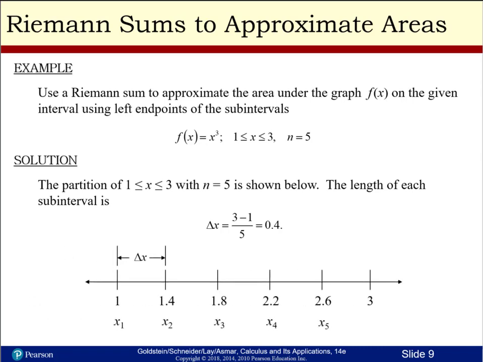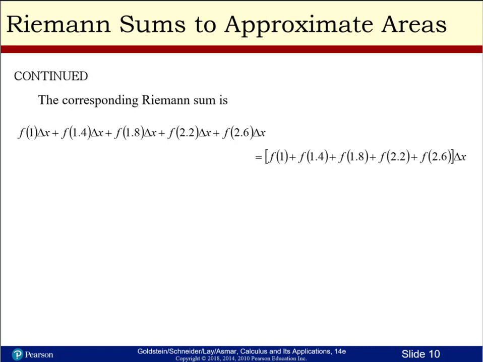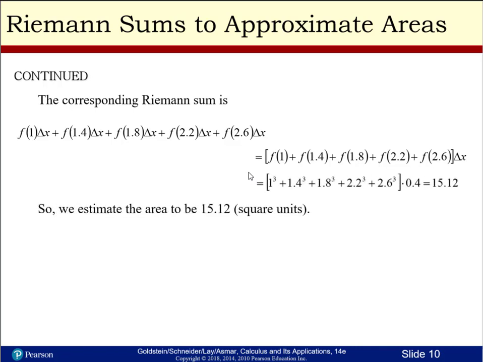So here we have our interval from 1 to 3, breaking it up into adding 0.4 each time to get to that 3. So our corresponding Riemann sum is each of these rectangles is then 0.4 in width, and so you'll just plug in the 1, the 1.4, the 1.8, the 2.2, and 2.6 into your original function, and what we'll end up with is 15.12, which means that the area is 15.12 square units, or that's its estimate.